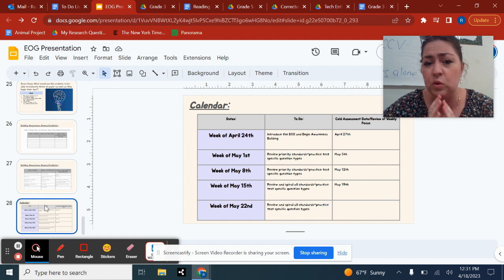And then lastly, this is just sort of a calendar of when we would like to do what, so that everybody is as prepared as possible. This upcoming week, we want to do just an introduction to the EOG and start that awareness building. The next 2 weeks, focus on priority standards and then doing cold assessments on those. And then the next 2 weeks after that, we're spiraling all standards. So, all right, ask the questions you need to ask.